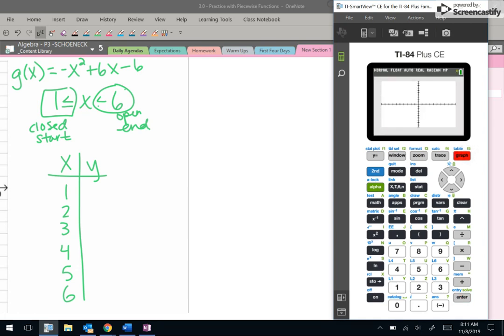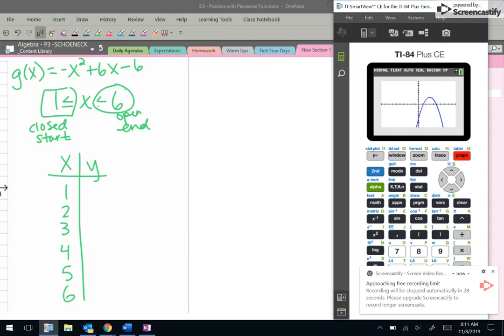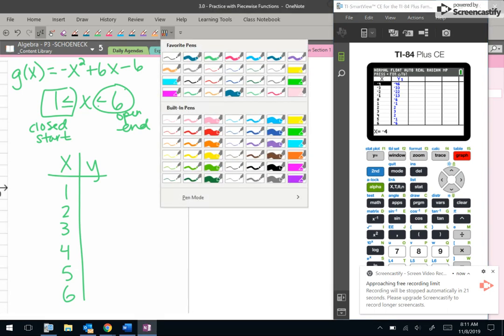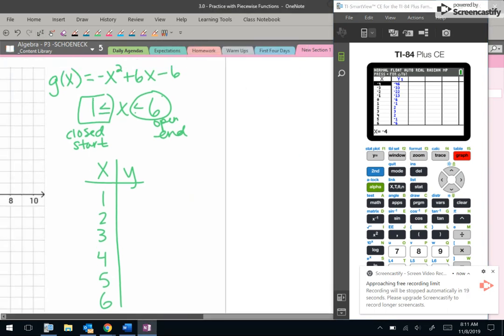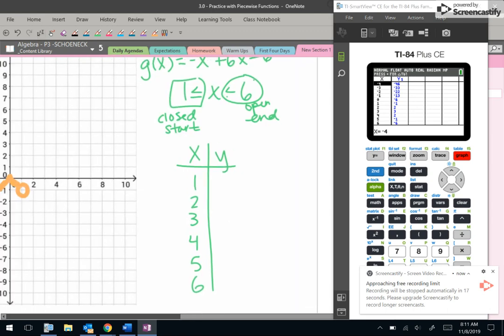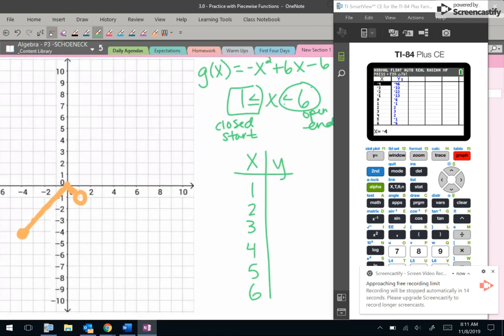Take a look at the graph. It's a quadratic function, a nice U shape. Go to the table. We're starting from 1 to 6. So 1, negative 1. I'm going to graph it because I'm almost out of time here. Negative 6 is down here.